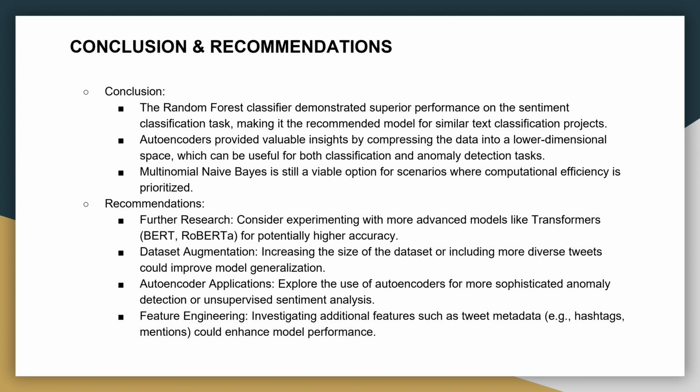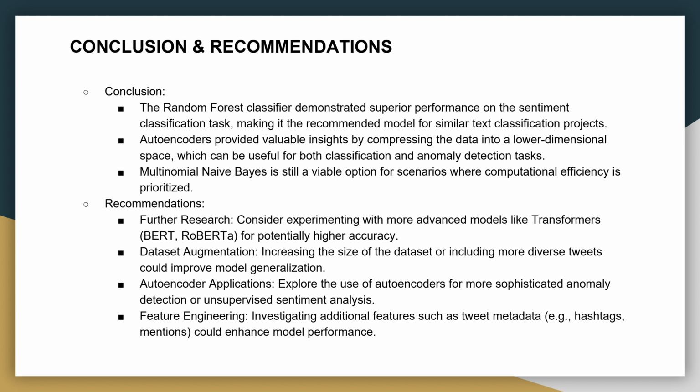Conclusion and recommendations. In conclusion, the random forest classifier demonstrated superior performance and is recommended for similar text classification tasks, especially when accuracy and interpretability are key considerations. Autoencoders provide valuable insight by compressing the data and detecting anomalies, even though it was only 3, which could be useful for specific applications like unsupervised sentiment analysis. Multinomial naive Bayes remains a strong contender in scenarios where computational efficiency is prioritized.